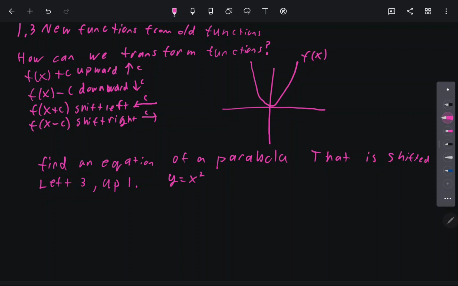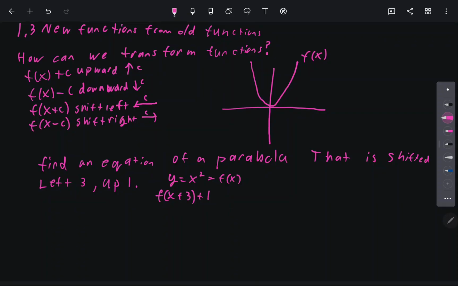Let's work on this problem. Find an equation of a parabola that is shifted left 3 and up 1. Well, I'm going to define this as f of x. And we know that f of x, according to our rules, is going to be shifted left 3. So it's going to add 3 on the inside of it. And now we want to also shift it up 1, so it's going to be plus 1.